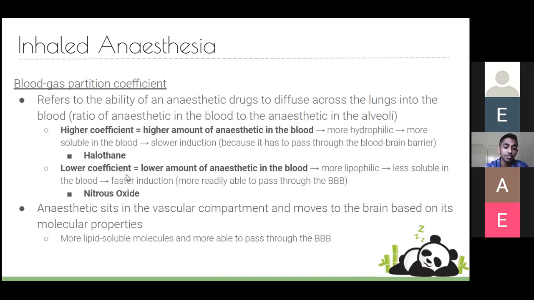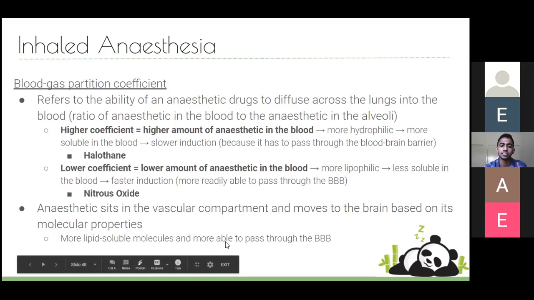If we have a lower coefficient, there's a lower amount in the blood, which means it's more lipophilic and less is staying in the blood. So it moves more quickly across the blood-brain barrier because it's more lipophilic. Our main one is nitrous oxide. And yeah, that just says the same things I was talking about. If it's more lipid soluble, it's more likely to move across the blood-brain barrier.